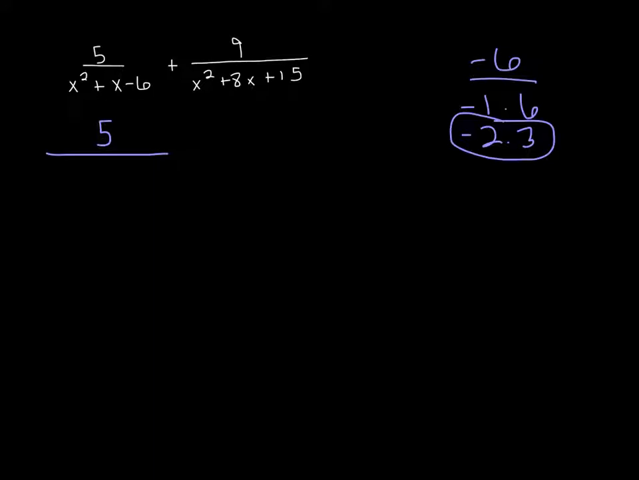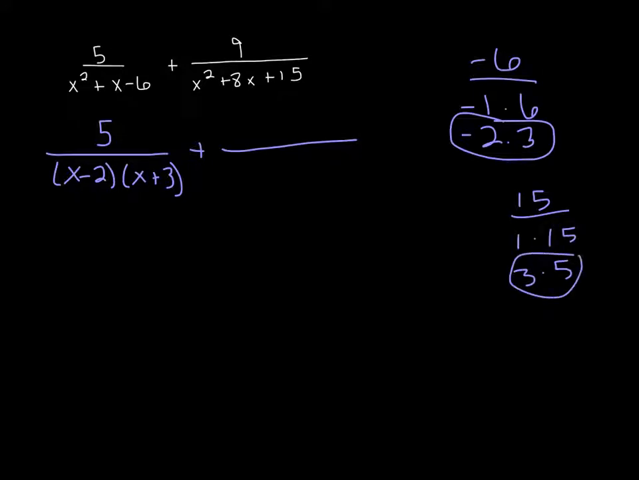So we're leaving the numerator alone right now. We have x minus 2 and x plus 3. And then in the second fraction, a times c is 15. Everything's positive, so 1 times 15. 3 times 5 is the one that gives me 8. So x plus 3, x plus 5. And then we leave our numerator there.